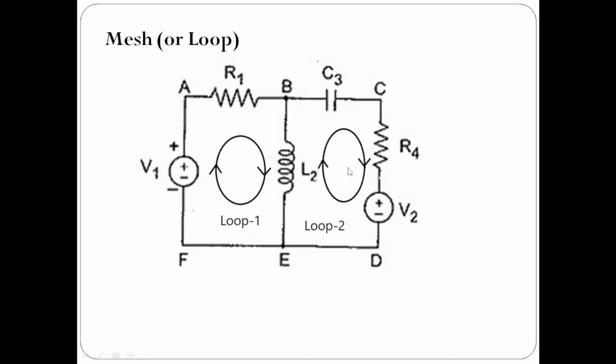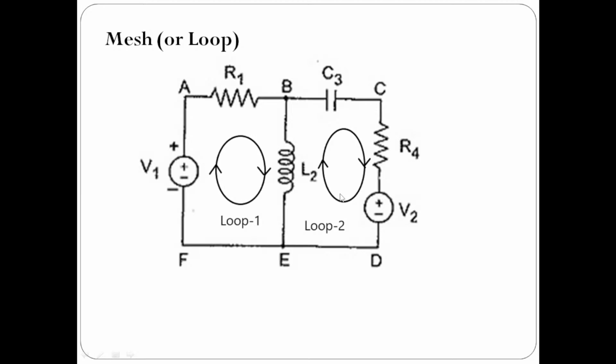I can draw an arrow mark like this, this also anti-clockwise. I can mention this loop as clockwise and this loop as anti-clockwise, or this loop as anti-clockwise and this as clockwise. Loop directions are your wish. Any direction that you want for the loops, you can assume that. That is in our own hands.